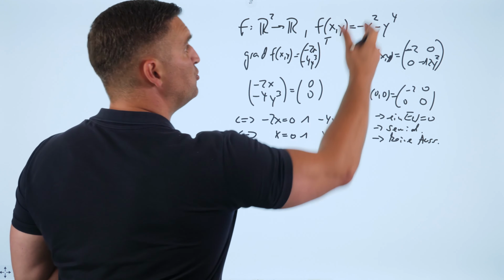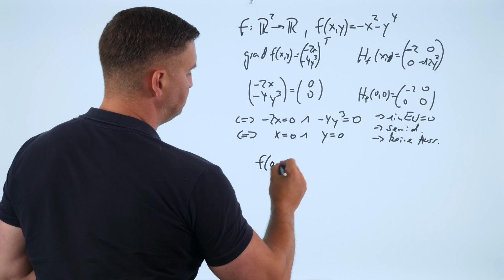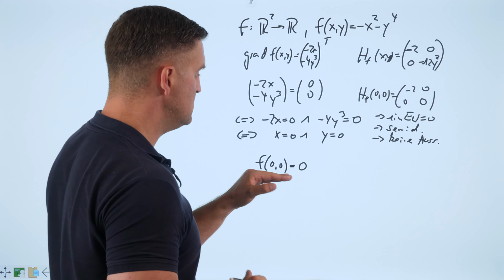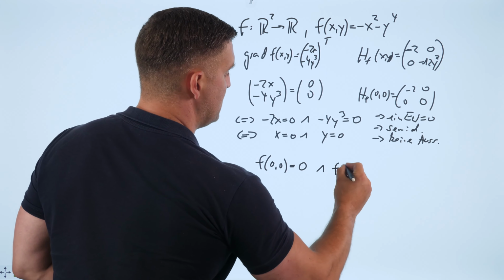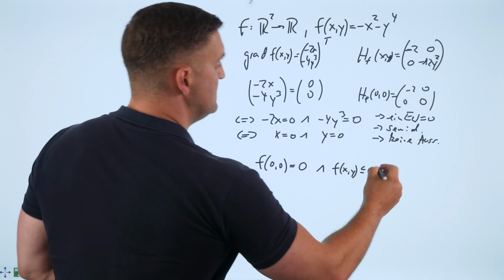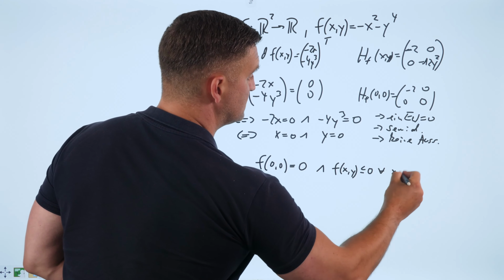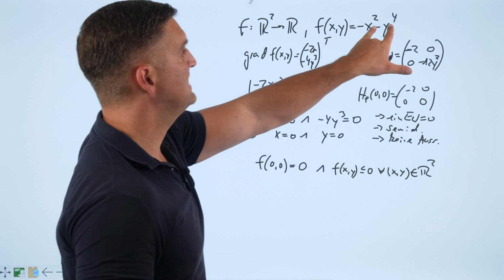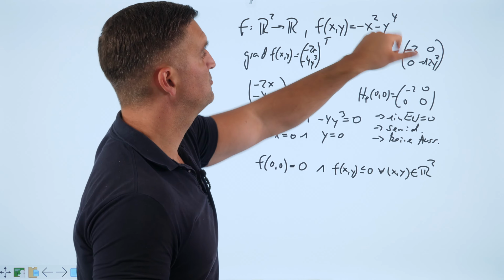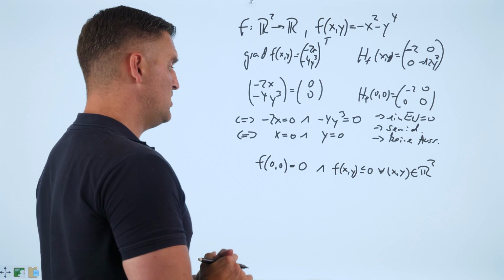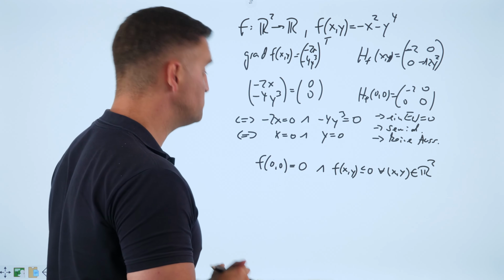And if we now substitute 0 into the original function, then we get 0 as the result, yes. And at the same time, it holds that f of x, y is less than or equal to 0 for all x and y in R squared. No matter what you substitute, both terms will be positive, and minus minus will definitely result in a negative number. That means we don't just have a local maximum here, but even a global maximum.